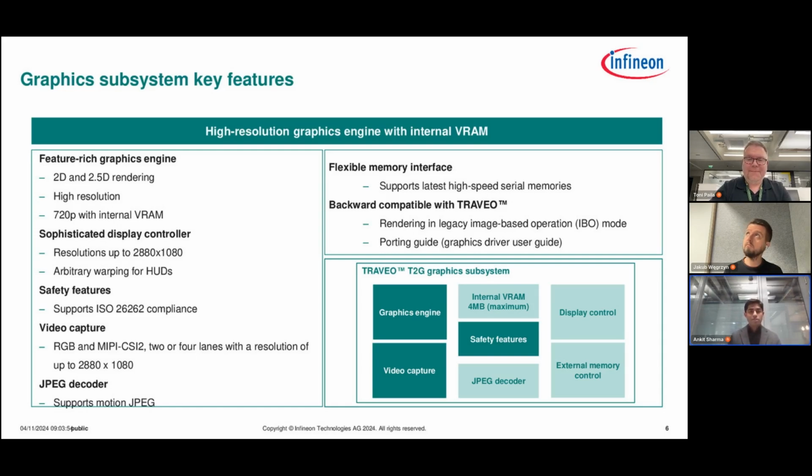On the video capture, which is about the input: if you are not doing the rendering, then you can achieve a resolution of 2880 by 1080 through MIPI CSI-2. It supports a JPEG decoder, and it also has a flexible memory interface, as I explained before. It is also backward compatible with the previous generation of Traveo devices, and the graphics subsystem has the graphics engine, video capture, as well as safety features built into this device.